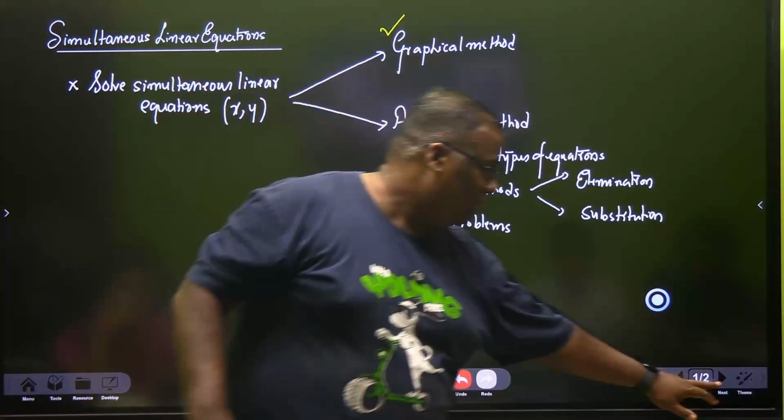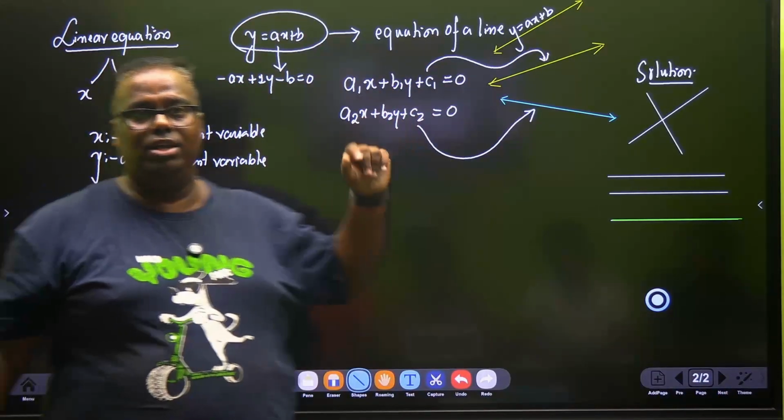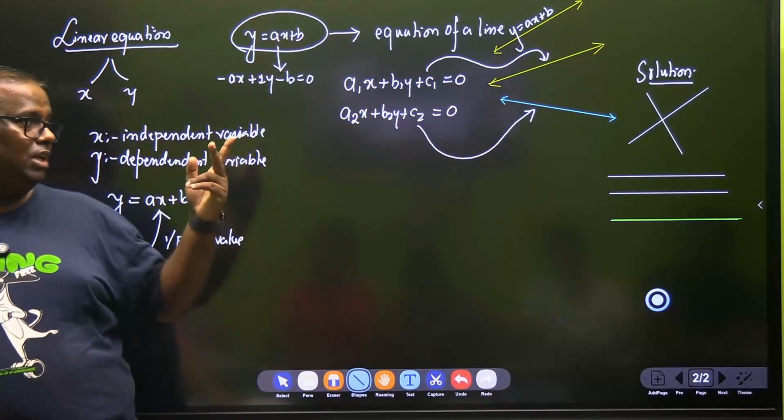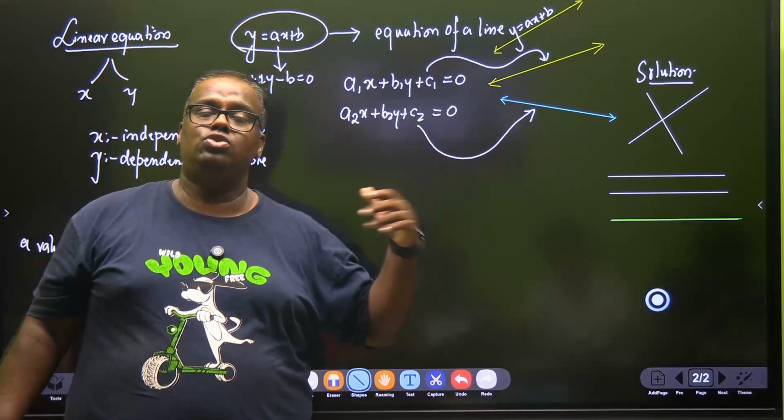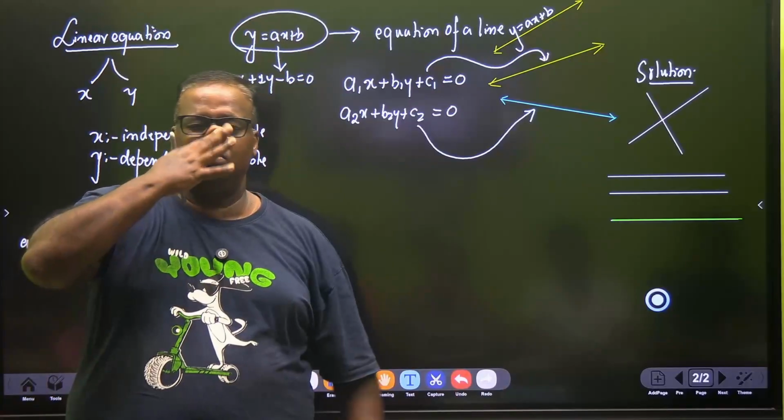Right. Okay, fine. So your job is to find out the value of x and y. You've got two choices. Either you mathematically, meaning analytically, solve it, or you solve it through graphs. The first part of the chapter is solving through graphs.